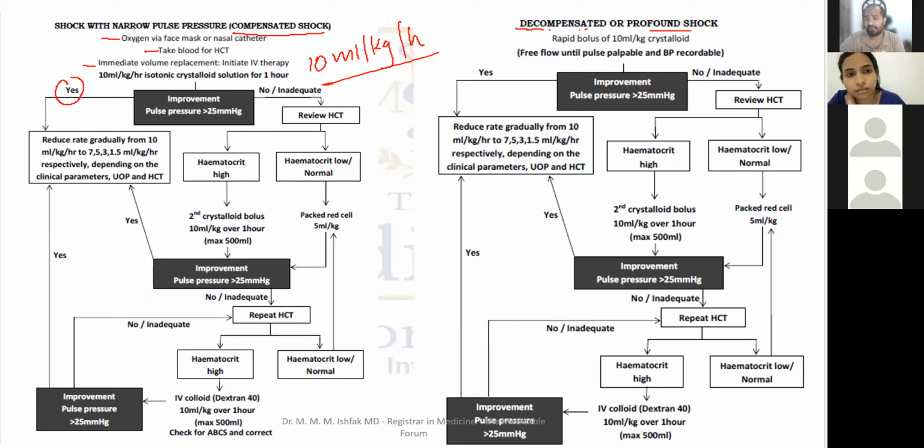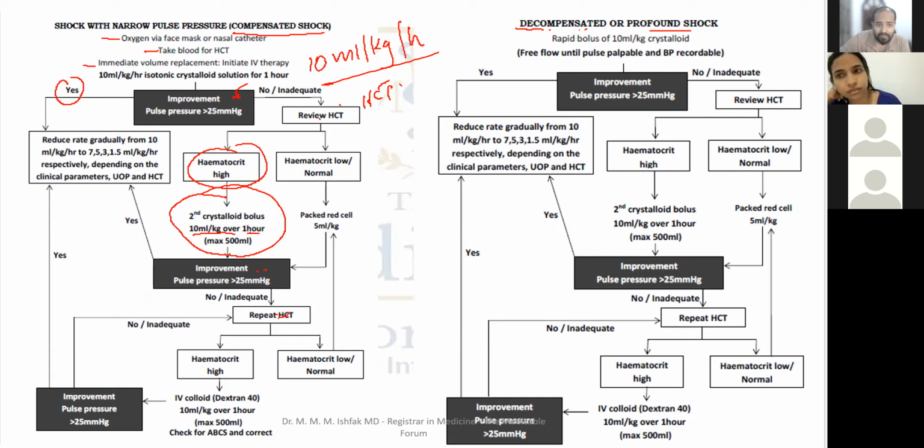Let's say the patient did not recover. The pulse pressure is still narrow. The patient is still in shock. Then what do you do? Soon after that saline bolus, you repeat HCT. Let's say the HCT is still remaining high. Then you can give the second crystalloid bolus. That is also 10 ml per kg per hour over 1 hour. After that bolus is over, you assess again and you check the HCT again.